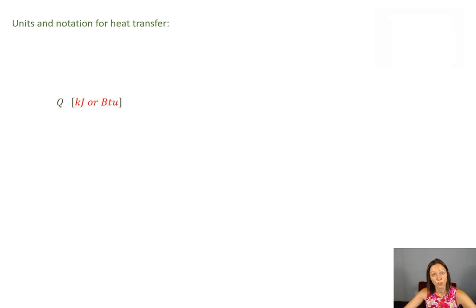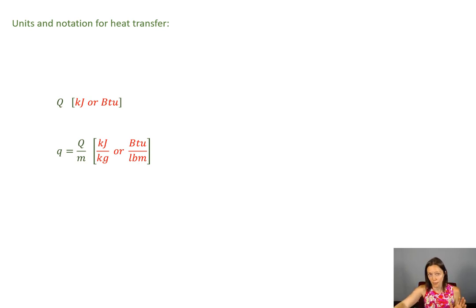Units and notation. Capital Q is in terms of kilojoules or BTU. So that is in terms of energy. But we can also express things in terms of energy per unit mass, and for this, we're going to use a lowercase q. Just like when we talked about internal energy and kinetic energy and potential energy, with internal energy you had uppercase U and lowercase u. Lowercase u was kilojoules per kilogram. Uppercase U was kilojoules, so the same kind of notation as what we've got going on here.